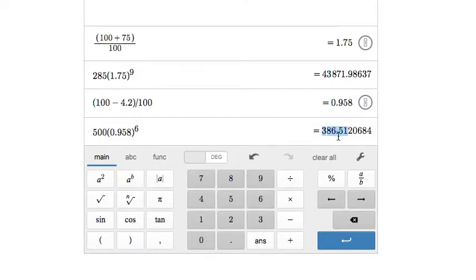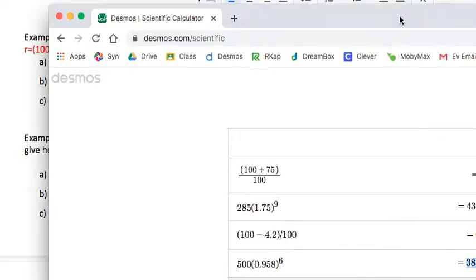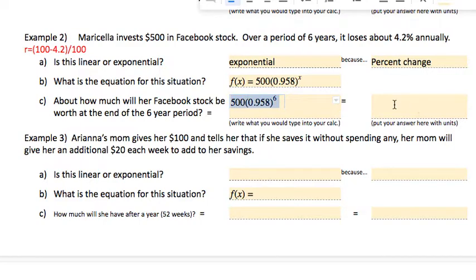So $386.51. And if I round, that 2 means the 1 will stay as it is. So I'm going to come back over here. There it is. I'm going to throw a dollar sign in front because we're talking about money, and we're done.